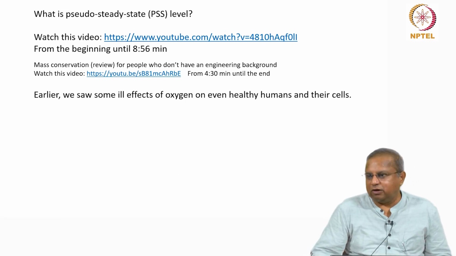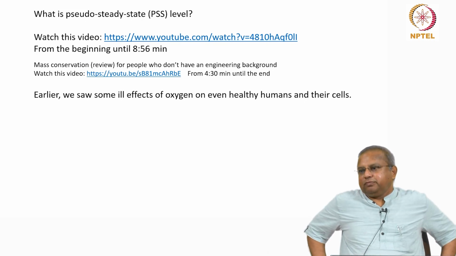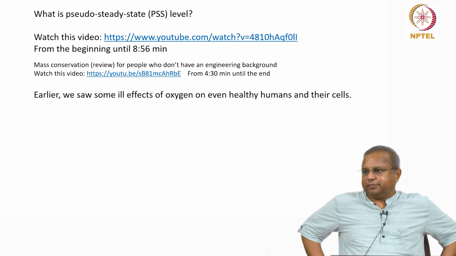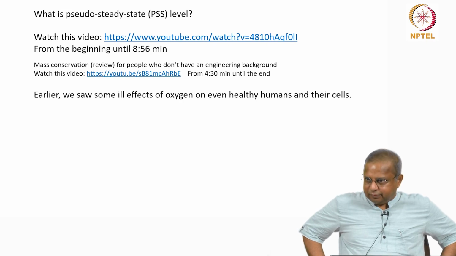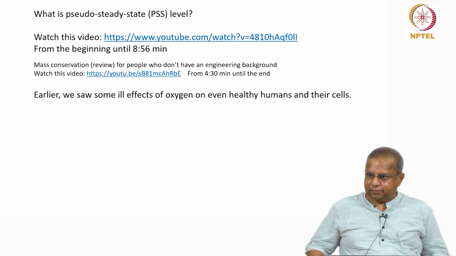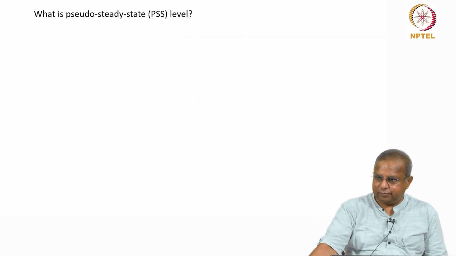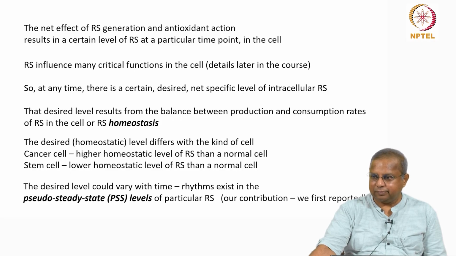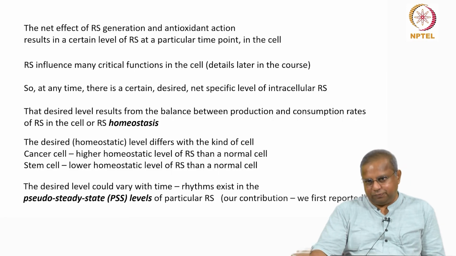Any questions, comments till now, on any aspect? I didn't get, in the previous slide you said cancer cells have high homeostatic levels of RS and stem cells have lower homeostatic levels. First of all, I didn't get what homeostatic level actually is. Okay, good.